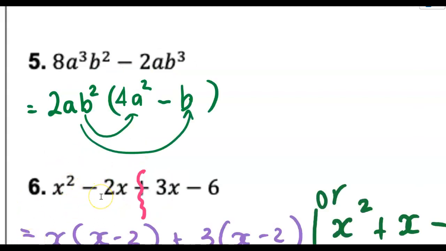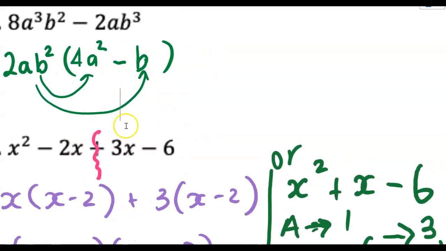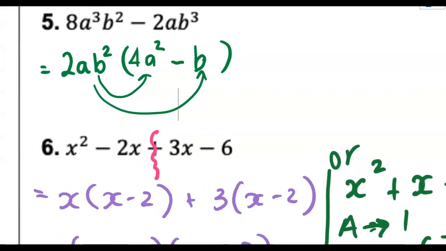Okay. Question 6. We've got x squared minus 2x plus 3x minus 6. Now there's actually a couple of ways to do this one. The first way we're going to do is by basically splitting up our sets of numbers and looking at common factors in the two sets. If I pull out an x out of these first two terms, I'd end up with x minus 2 in there as well.